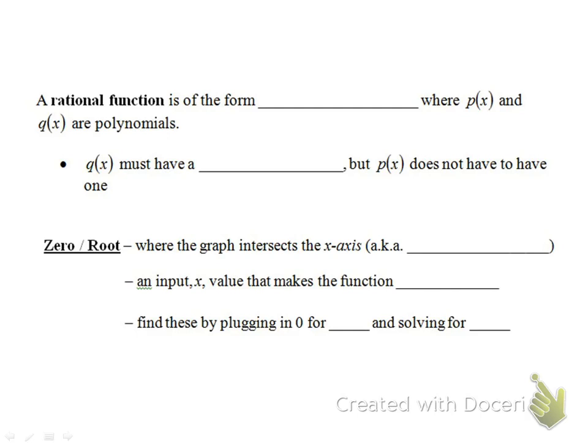First off, a rational function is of the form P of x over Q of x, where P of x and Q of x are polynomials. Q of x must have a variable, or an x, but P of x does not necessarily need one. Like all the examples yesterday, there was a constant up top, like a 1 or a 4 or a 3. I don't know all of them, but Q of x definitely needs a variable.